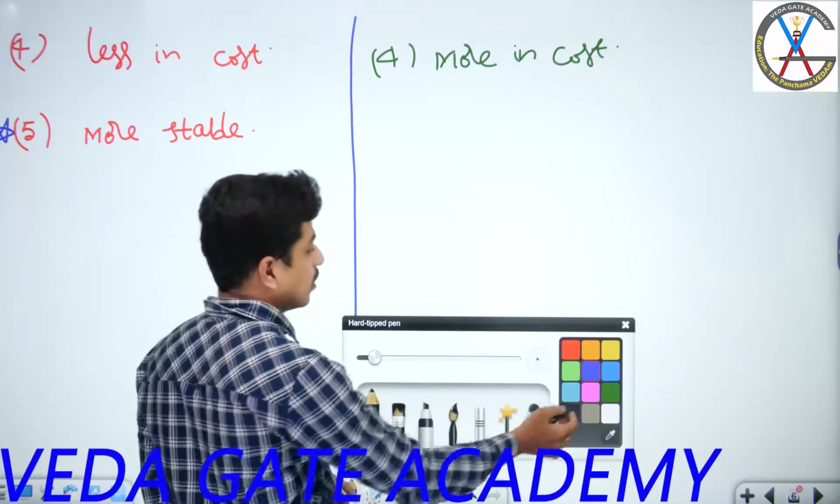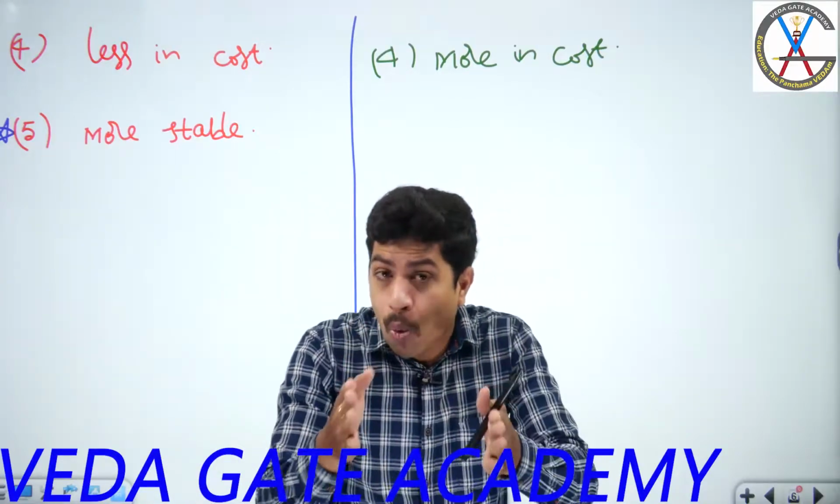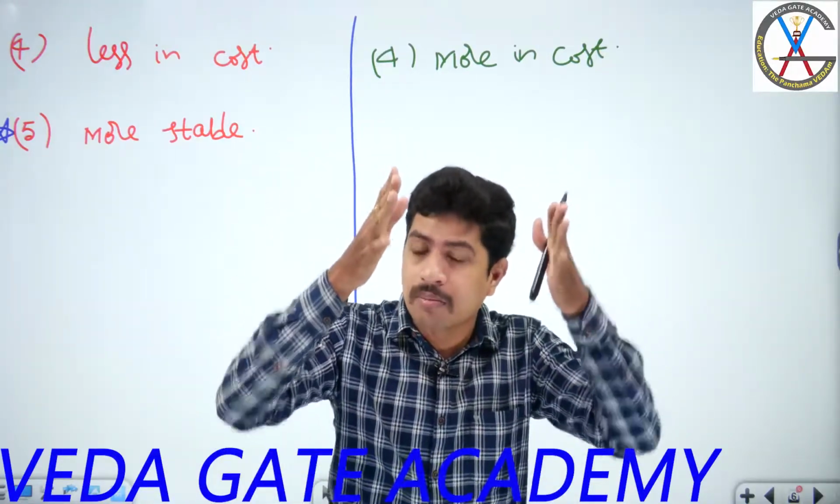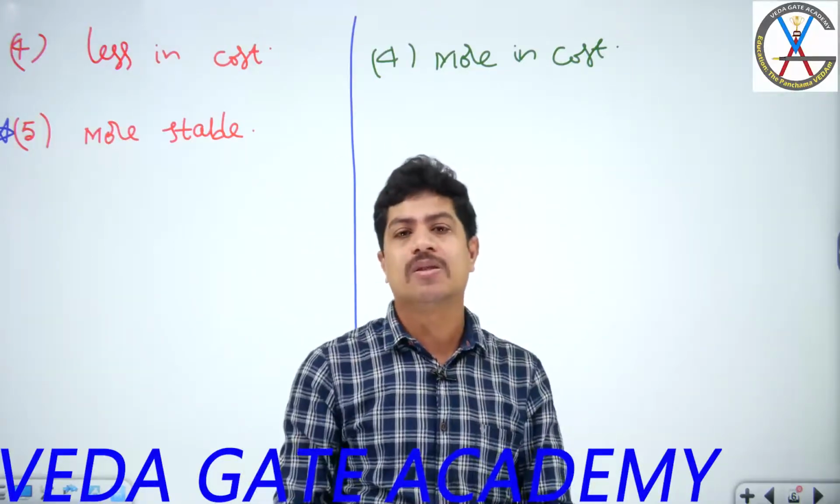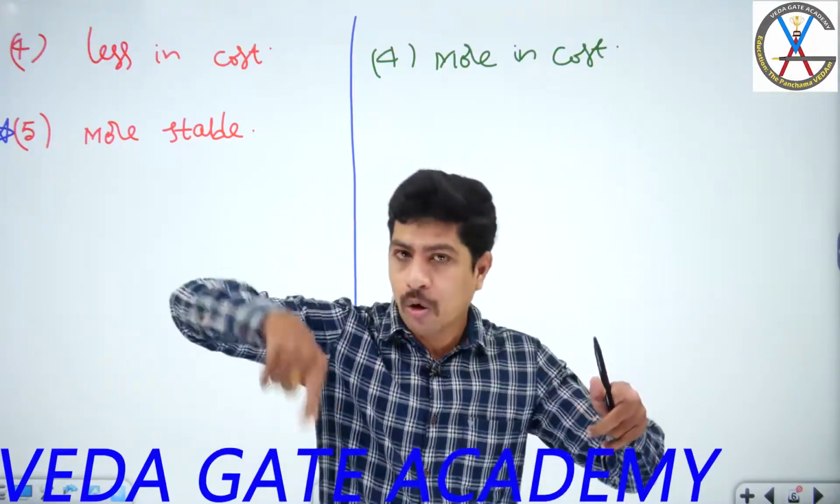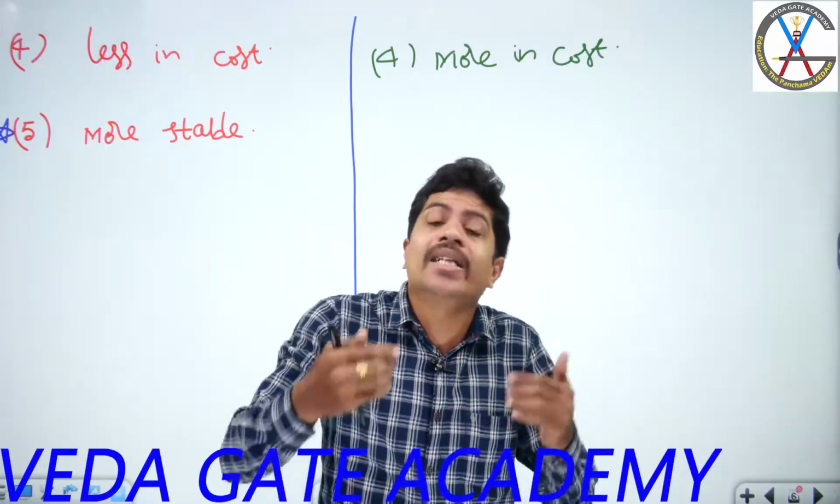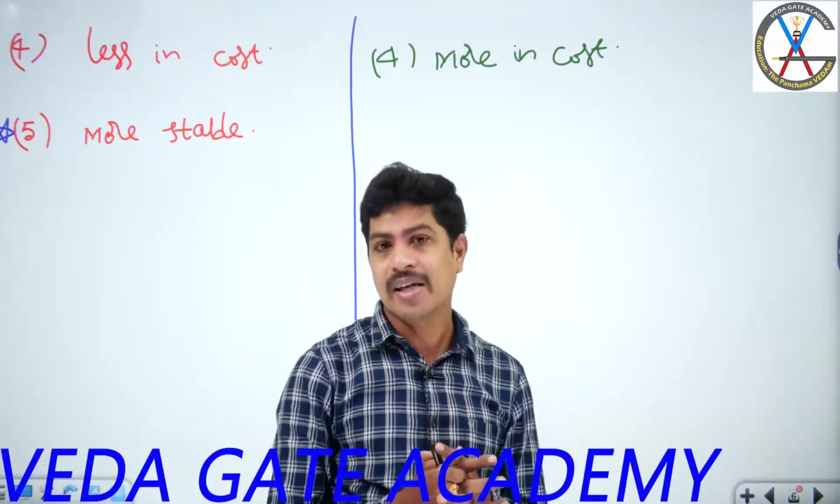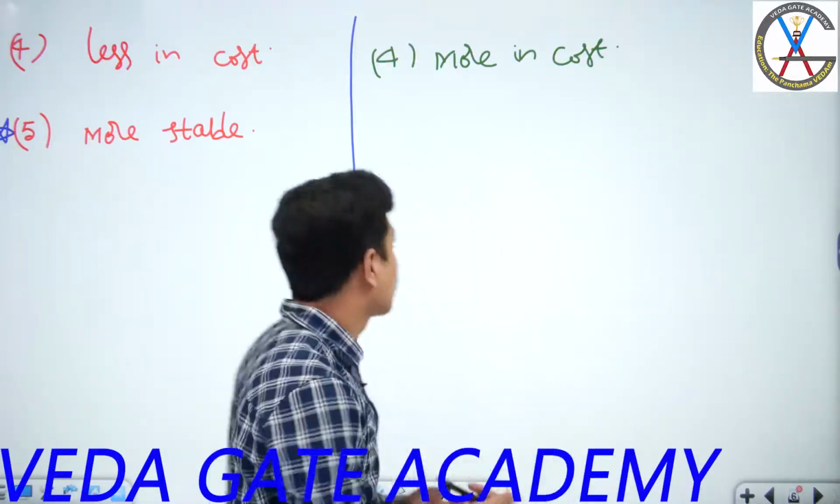Now the point here is, observe. If you take an already stable open loop control system, the same system, if you make it closed loop, there are chances of becoming unstable. I'm not saying it is always unstable, but stability definitely will be reduced.